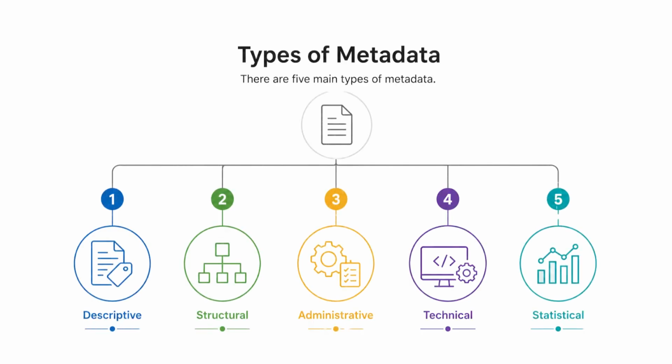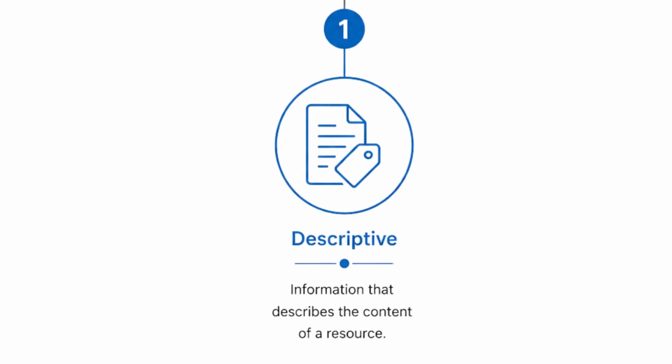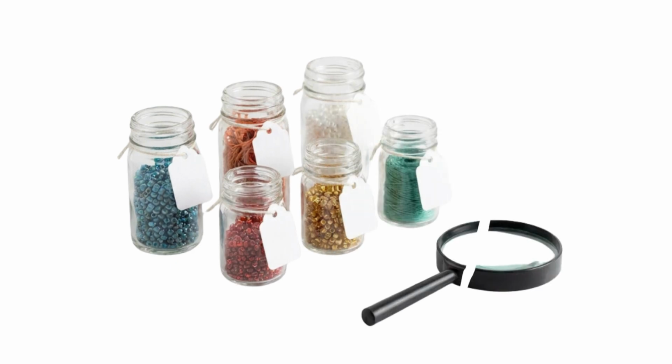Section 2. Types of metadata. There are 5 main types of metadata. Let's walk through each one with a real example. Type 1. Descriptive metadata. This is the most common type. It describes what something is so that people can find and identify it.